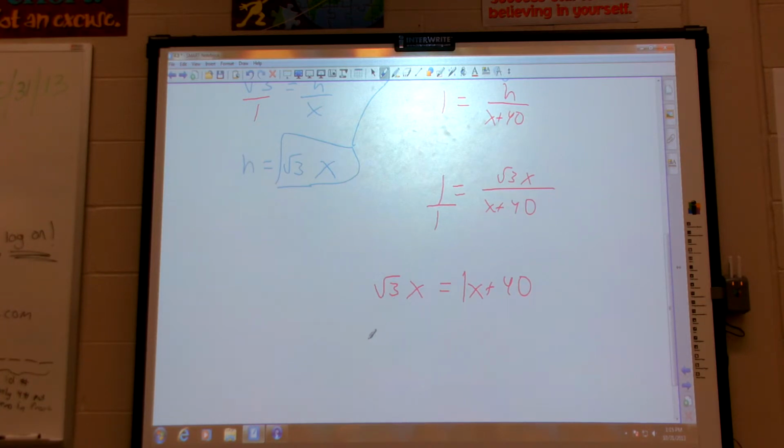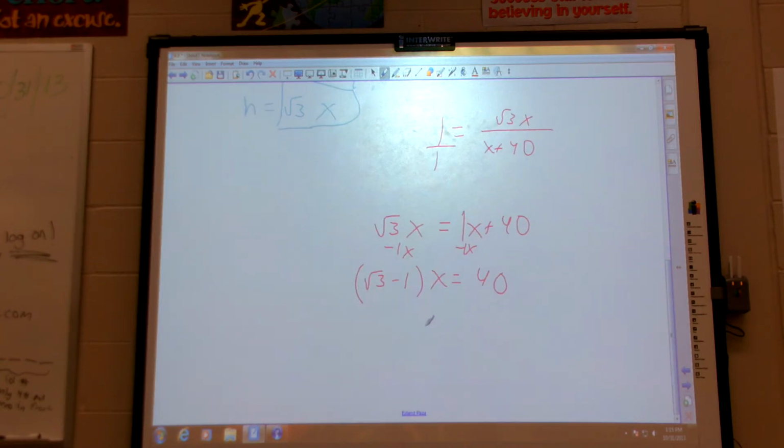I can't combine them, right? So I just have to leave that like this. Square root of 3 minus 1. I can't combine those. When I subtract 1x from both sides, I just have to write that square root of 3 minus 1.